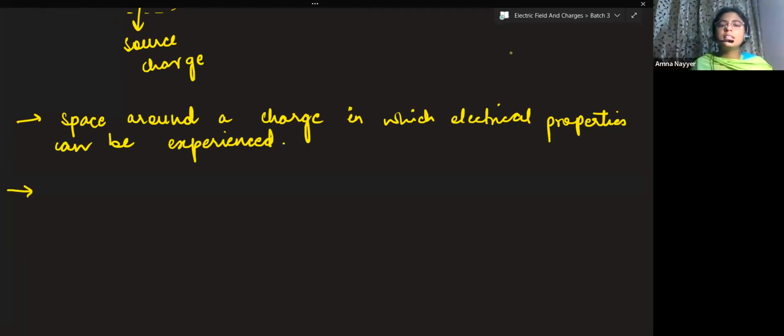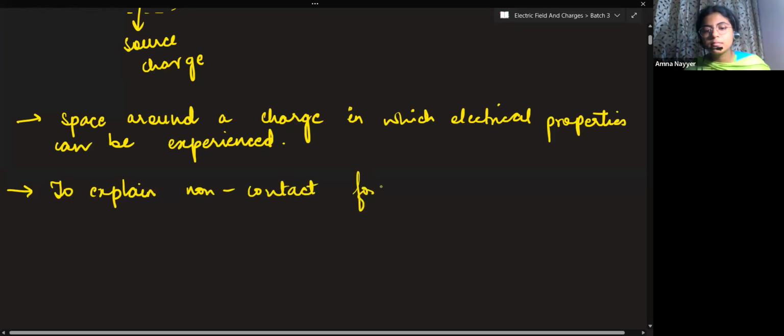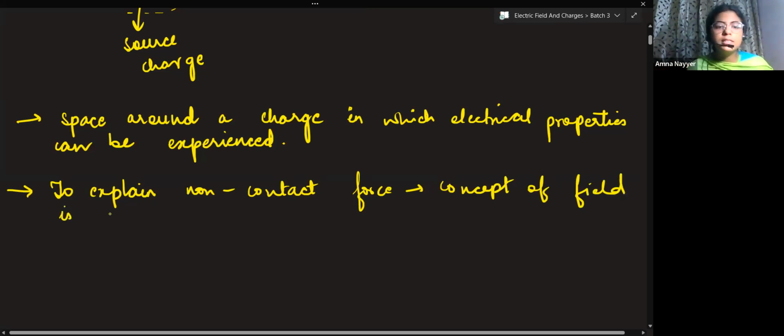Since no contact has been made between the test charge and the source charge, we say it is used to explain non-contact forces. To explain non-contact force, the concept of electric field is required.